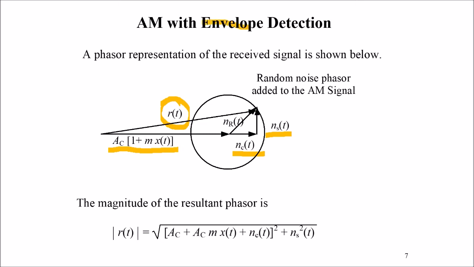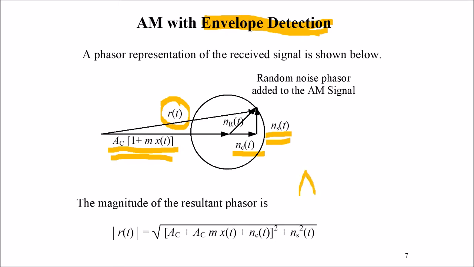This envelope detection, that is the peak detector followed by the low pass filter, measures the magnitude of this total phasor. And the magnitude of this total phasor is the square root of the real part squared, A_c plus A_c m x(t), that's simply this first term distributed together, plus n_c(t), all squared, plus the imaginary part squared, which is the quadrature component n_s(t) squared, and then we take the square root. The magnitude of this phasor will be a function of time.